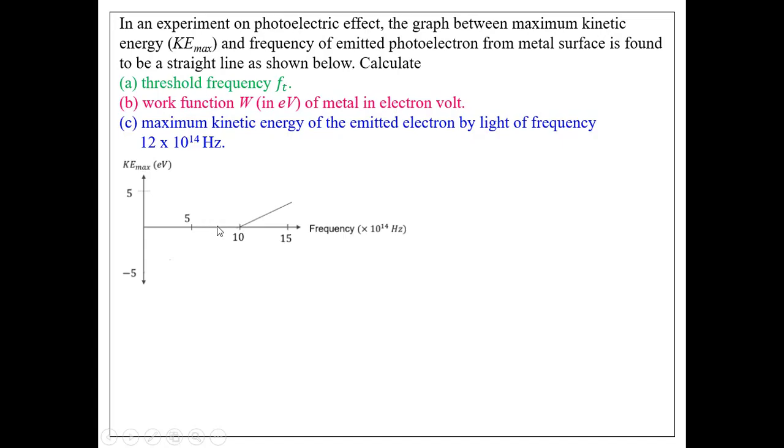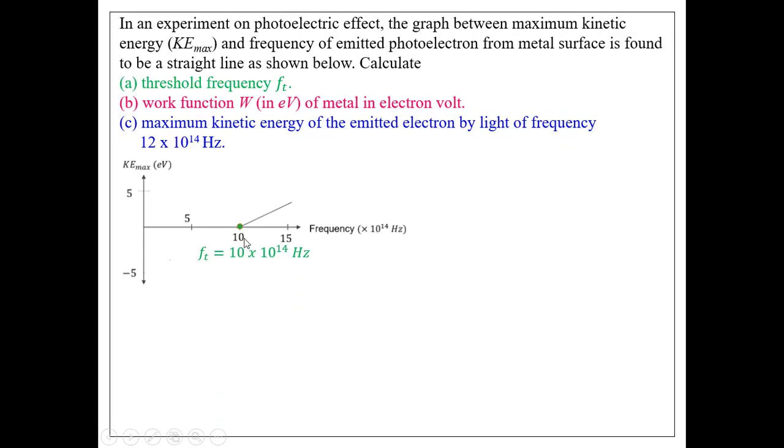Now let's say, for example, if you go to 7.5 where my cursor is, still nothing happens because if you go across, Ke is still 0, which means no electrons have been emitted. When electrons are emitted, they carry a certain amount of Ke, but this graph tells you that you have to go all the way up to where frequency is at least 10 times 10 to the 14 hertz, then something will happen. Photoelectrons will start ejecting. So therefore, from this graph, I can conclude that 10 times 10 to the 14th is the threshold frequency.